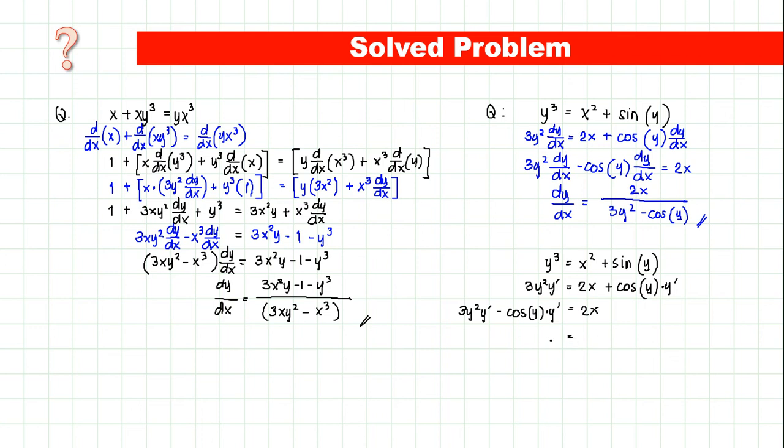Factor out natin y prime, guys, no? So, y prime, factor out lang natin. So, dito sa left side, we have 3y squared minus cosine of y times y prime is equal to 2x. And that y prime is now equal to 2x over 3y squared minus cosine of y. Okay? So, pares na pares dun sa kanina. Okay? So, ilan lang yan sa examples kung paano kunin ang implicit differentiation.